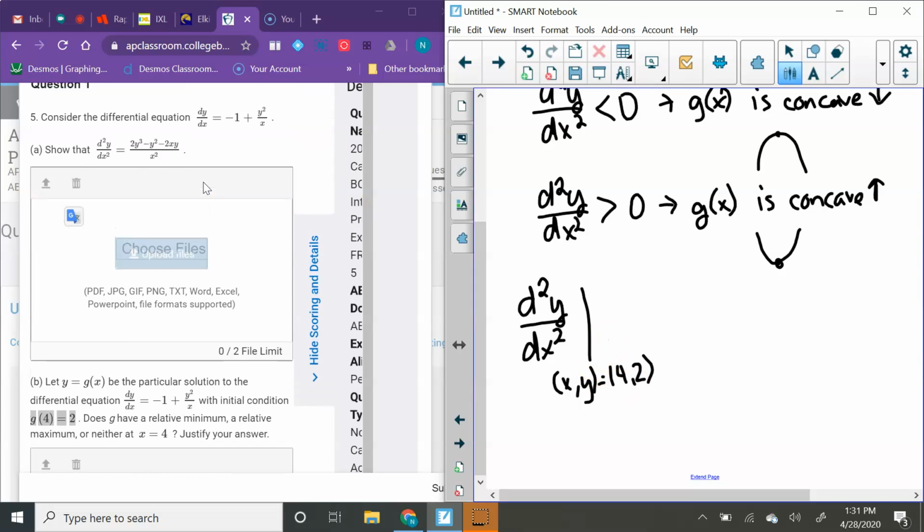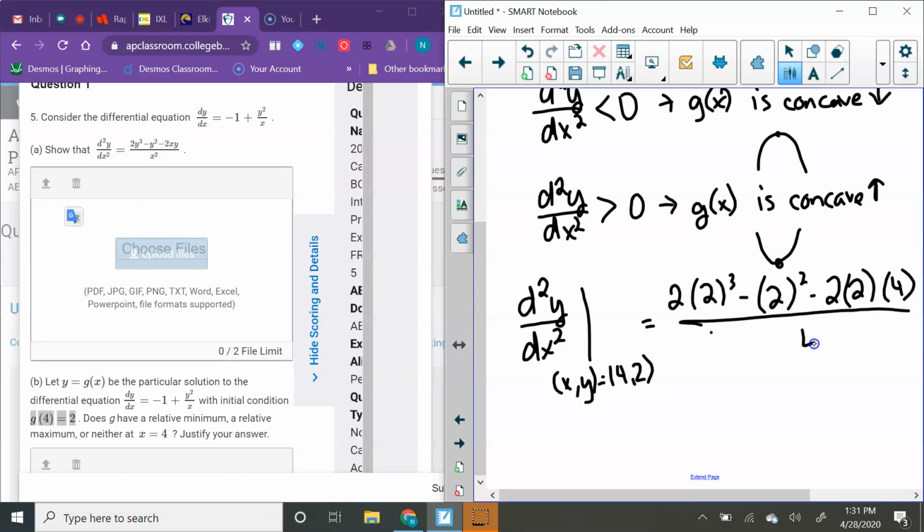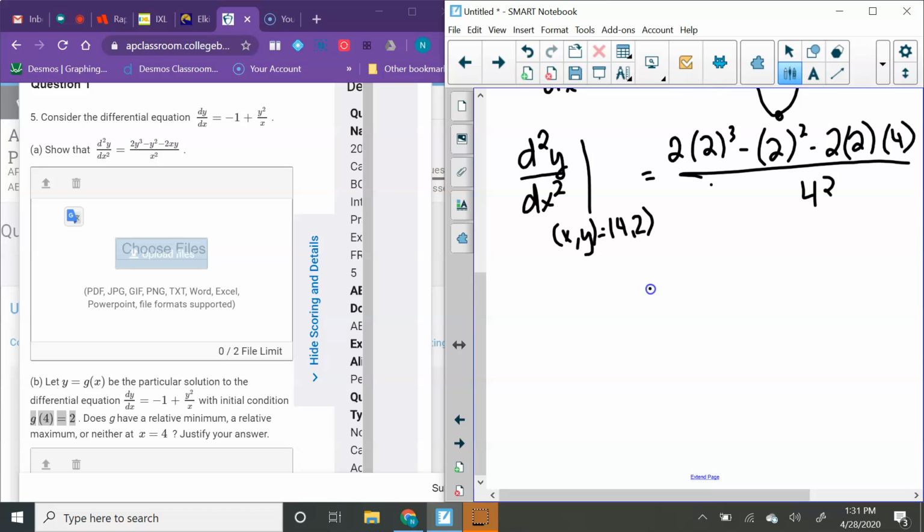Let me scroll up here so we can see it. So you'll have 2 times 2 cubed minus 2 squared minus 2 times 2 times 4 all over 4 squared. And so you have to simplify this at least enough to be able to tell whether it's positive or negative. So 2 to the third is 8, so it'll be 16 minus 4 minus 16 all over 16. So you're going to end up with negative 4 over 16, which is negative 1/4.